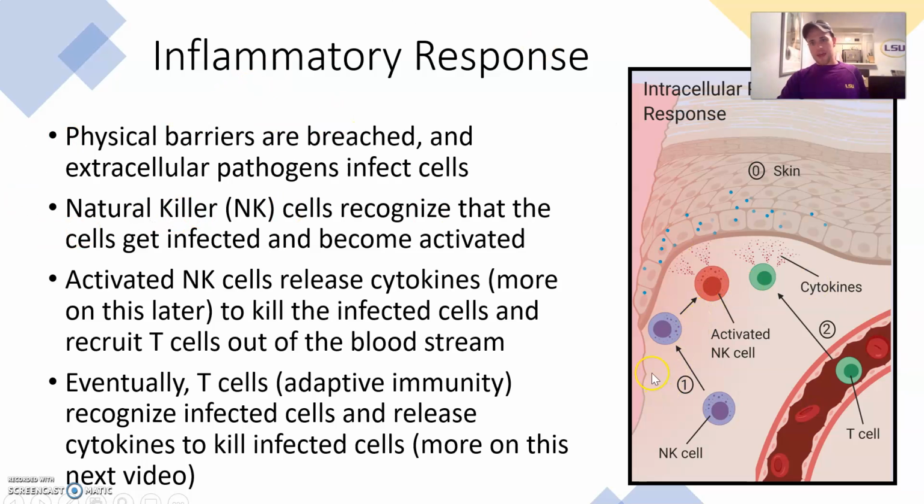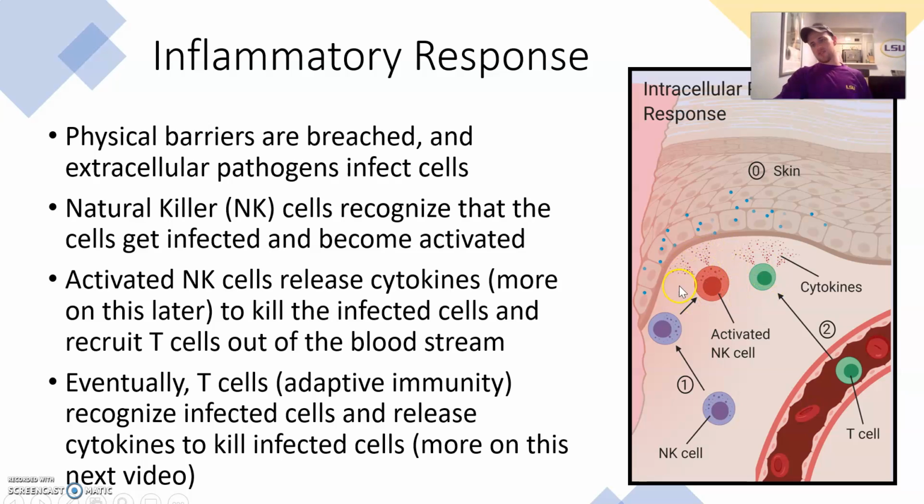And what happens here is that these intracellular pathogens get released into your body, and they infect these cells. And so what happens is these NK cells that are, again, just like macrophages in that they are chilling in your tissues, but then once your cells get infected, they are scanning this and say, oh, crap, this little cell right here is infected. And so once it recognizes that these cells are infected, it becomes activated. And these NK cells, these natural killer cells, become activated and then release these things called cytokines that we're going to talk about in the next video.